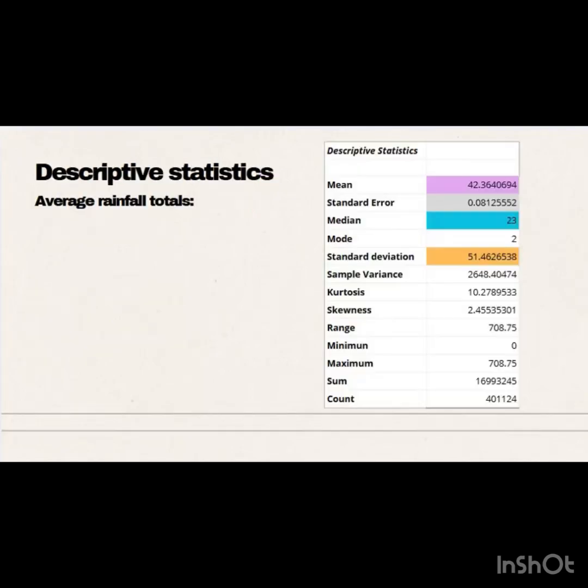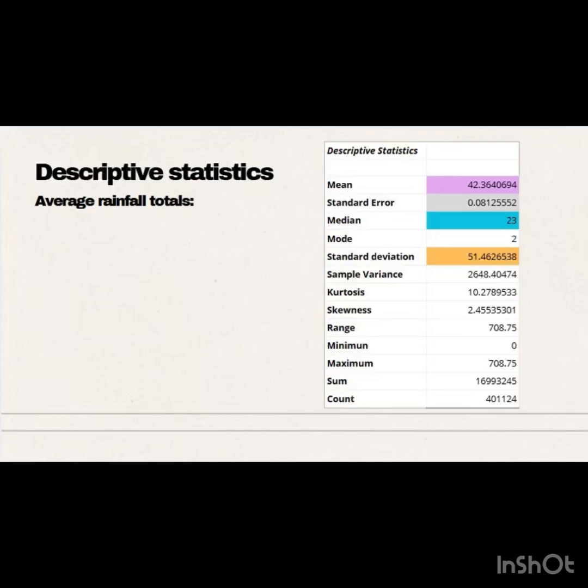Next, we calculated descriptive statistics to better understand the distribution of rainfall in the dataset. And the mean rainfall is approximately 42.36 millimeters, while the median is 23 millimeters, indicating that many observations fall below the average. And the standard deviation is about 51.46, which shows that rainfall values vary widely across the dataset.